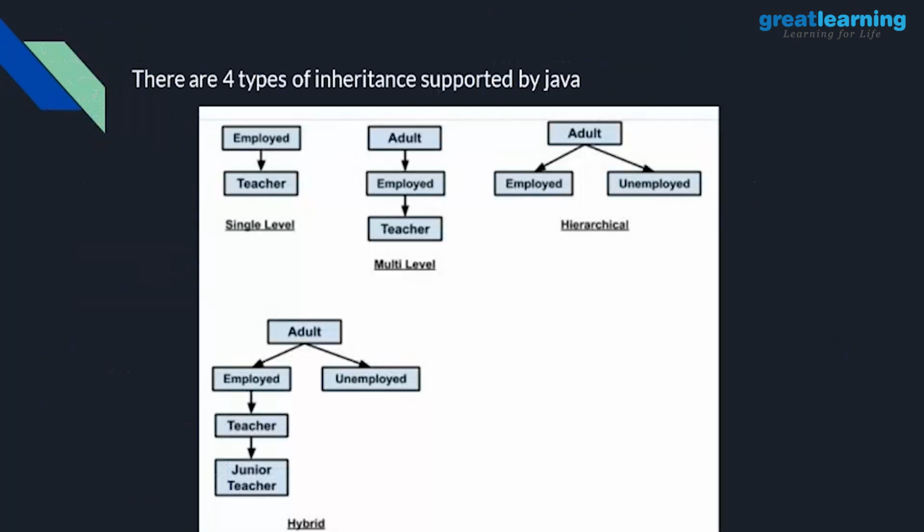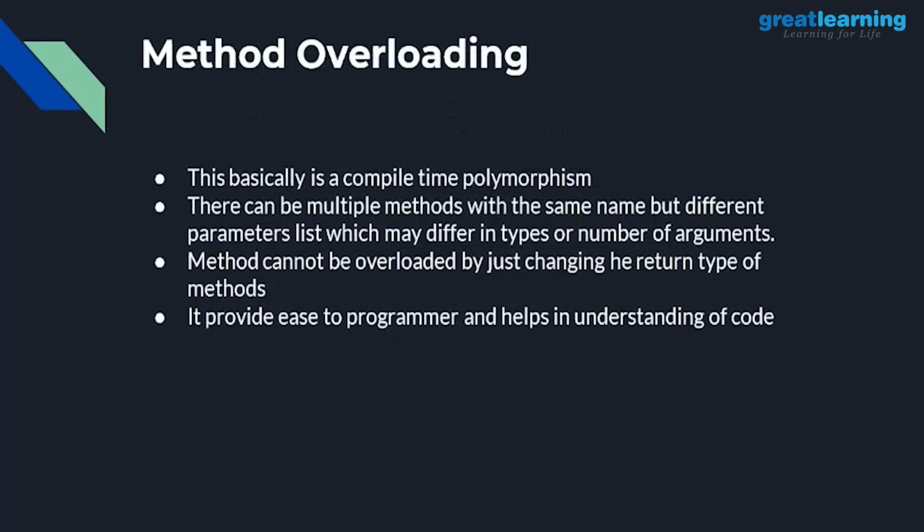Cool. Now let's talk about the four types of inheritance that Java supports. We know that Java doesn't support multiple inheritance, right? But it supports single inheritance that we just did. Similarly, multi-level, hierarchical, and hybrid. Cool. Now the second pillar is done. Now the third pillar, that is polymorphism.